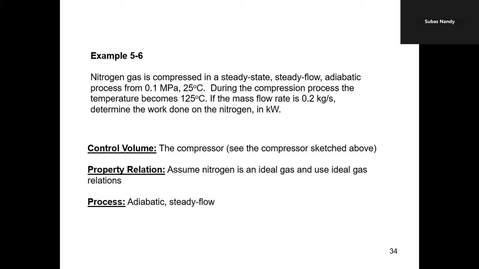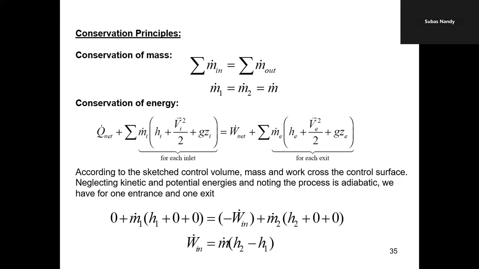Nitrogen gas is compressed in a steady state, steady flow adiabatic process from 0.1 megapascal at 25 degrees Celsius. During the compression process, the temperature becomes 125 degrees Celsius. If the mass flow rate is 0.2 kilograms per second, determine the work done on the nitrogen in kilowatts. So the control volume is the compressor. Property relation: assume nitrogen is an ideal gas and use ideal gas relations. Process is adiabatic steady flow. Again, we are going to use W dot in is equal to m dot times h2 minus h1.